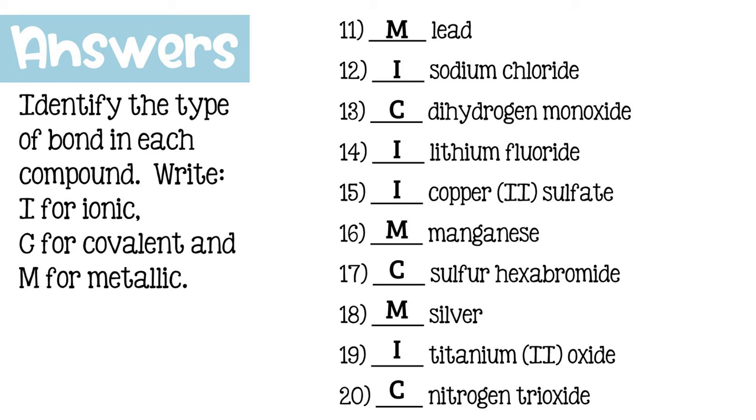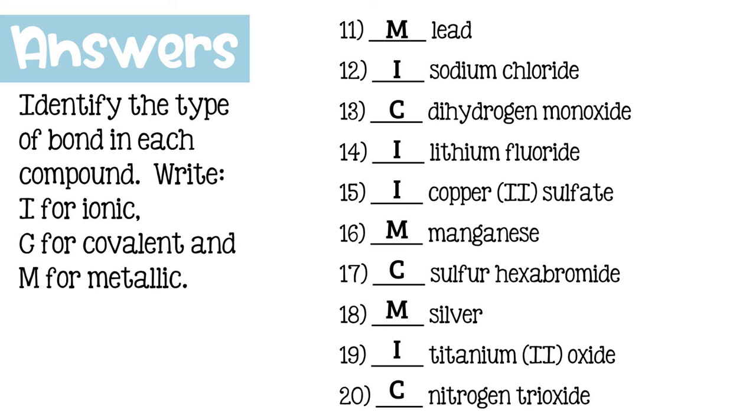And lithium fluoride is lithium, which is ionic because it has a +1 charge, and fluorine, which is also an ion because it has a -1 charge. So ionic. Now 15 is copper(II) sulfate, which is copper is metallic and sulfate is a polyatomic ion. Polyatomic ions are ionic. Now, manganese, that is a metallic element, that is metallic bonding. So 17 is sulfur hexabromide, which is covalent.